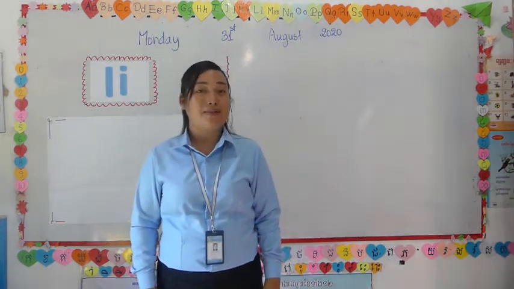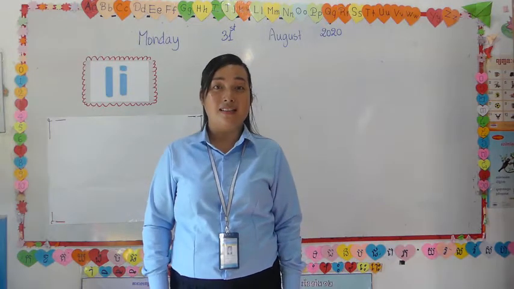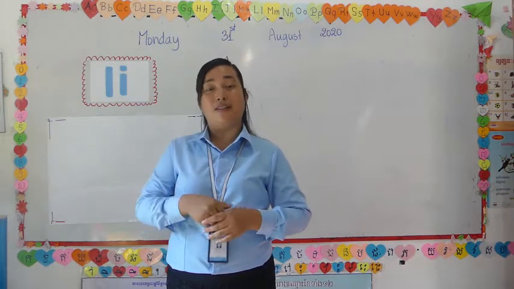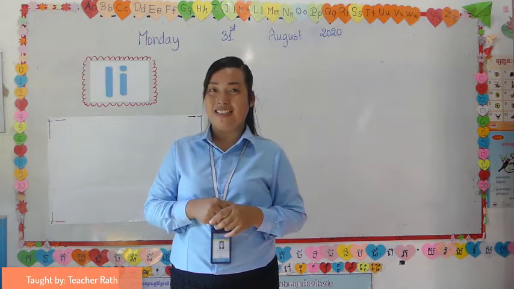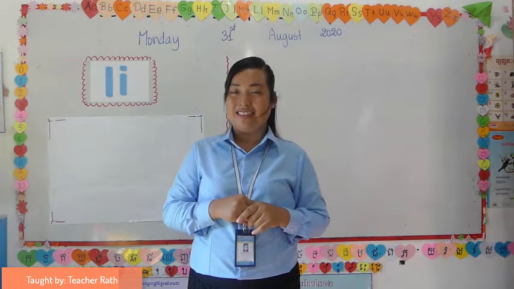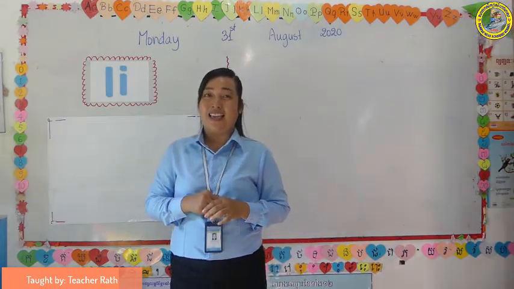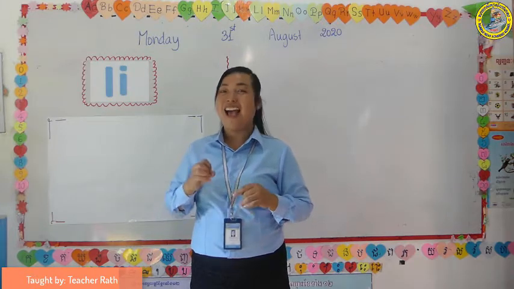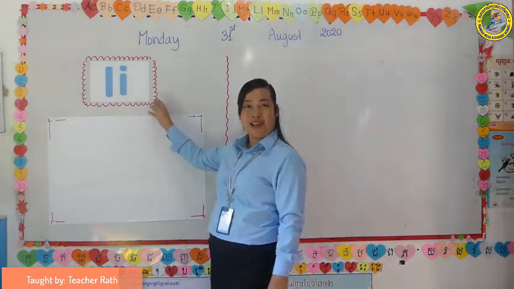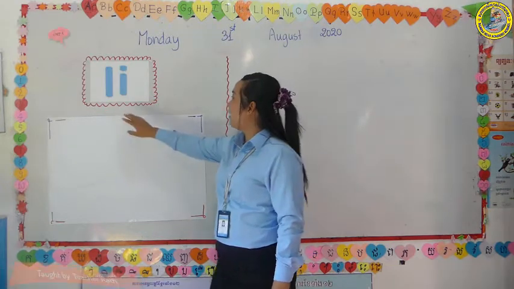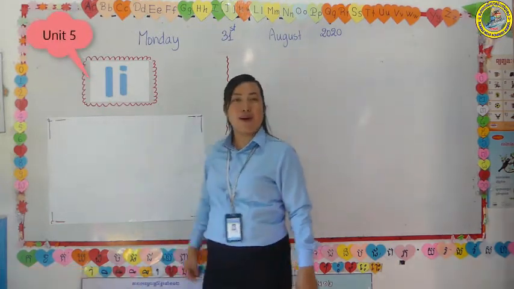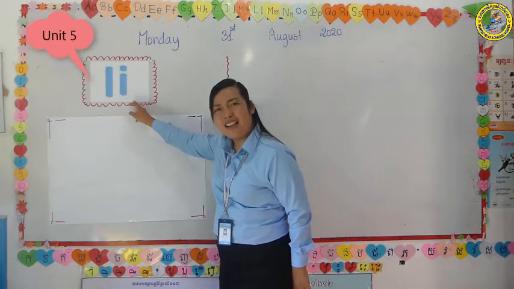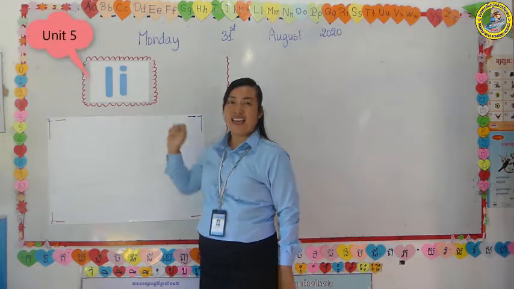Okay, everyone, we already learned about the letter H. So, what did we learn? Tell me. Who can guess? A B C D E F G H I. Okay, I. Okay, everyone, now please look at the whiteboard. See on the whiteboard, it's a letter I.